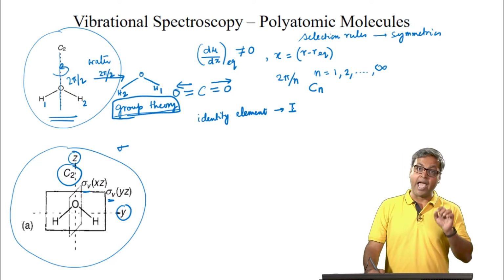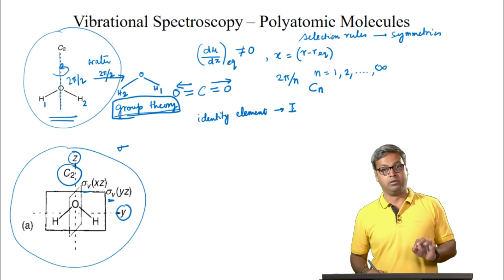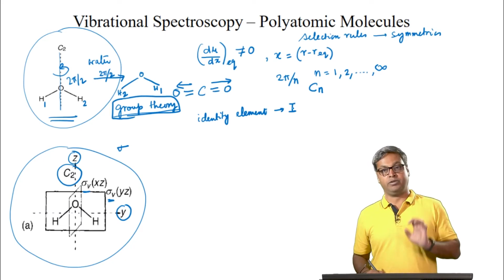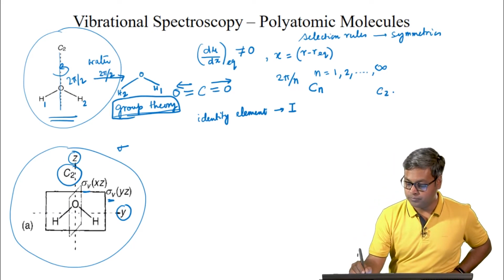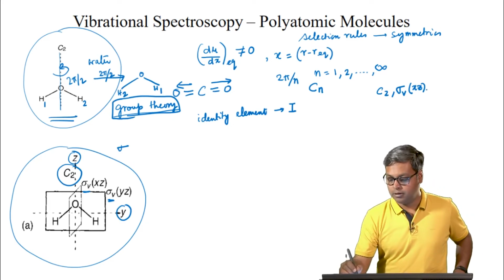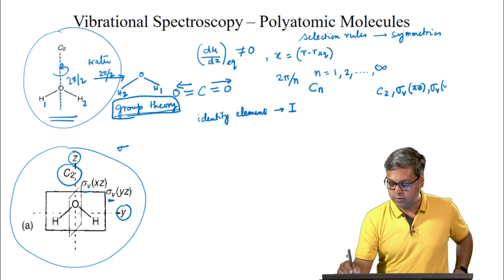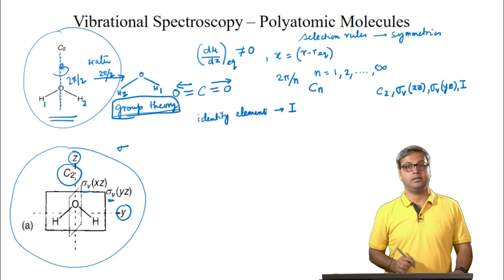However, as we limit our discussion to water, the elements of symmetry that water has are C2, sigma v along the xz plane, sigma v along the yz plane, and I.